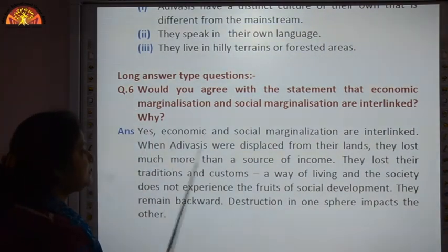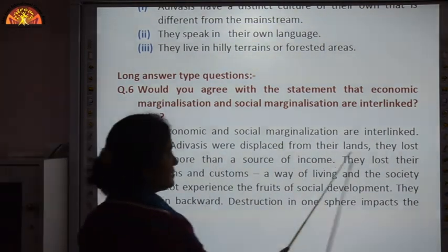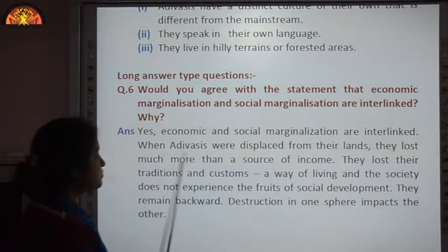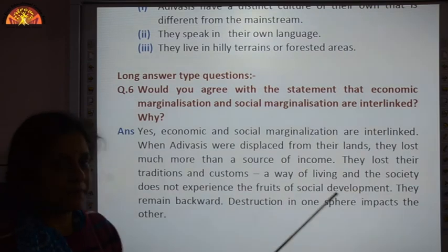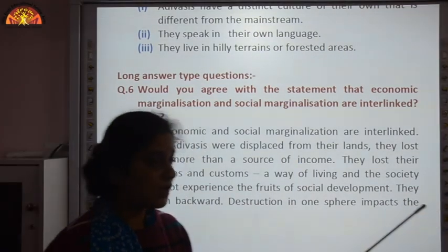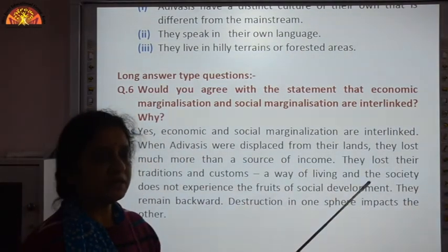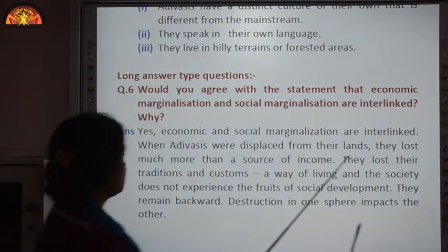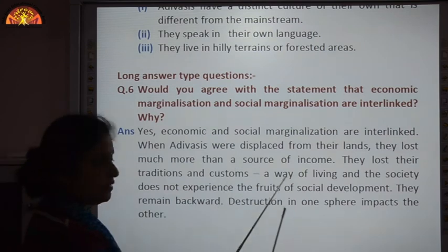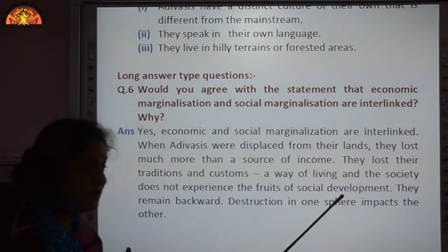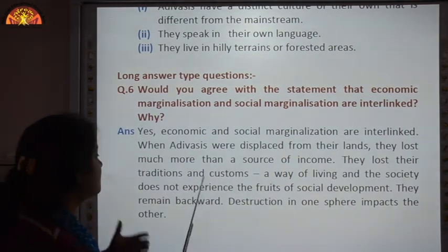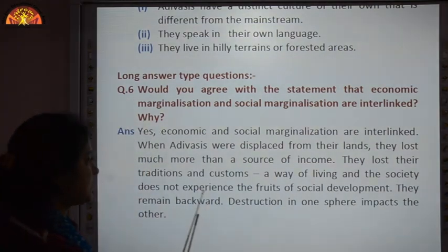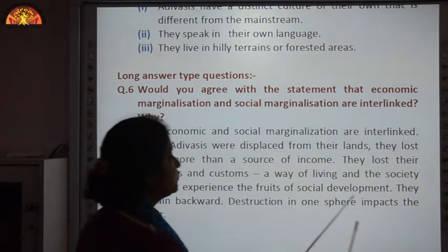When Adivasis were displaced from their lands, they lost much more than a source of income. Students, they were asked to vacate the place, their lands where they were living, because they wanted to set up industries, factories there. They lost much more than a source of income. ना केवल उनका source of income गया, but they lost their customs, their traditions, a way of living, and the society does not experience the fruits of social development.